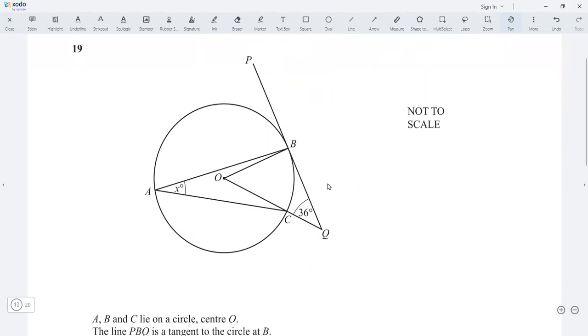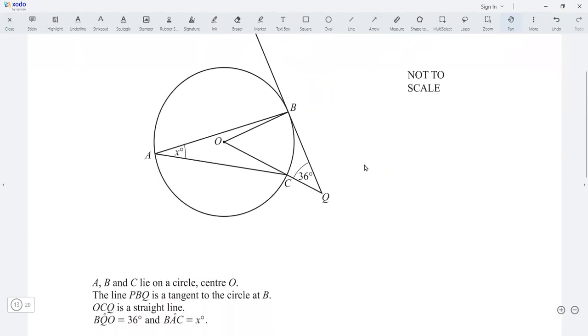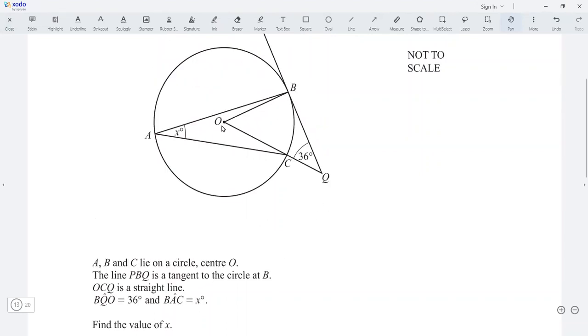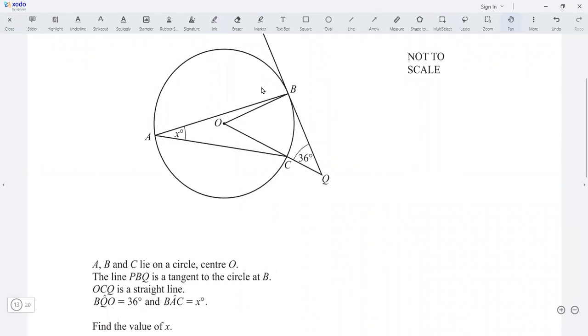Basically, the angle is given. This angle is given, that's 36. Information is also written here. What we have to do, we have to find the angle x, find the value of x. Value of x is basically at this spot. There is one information you need to understand. This angle at the circumference is basically half of the angle at center. So angle at center must be 2x, double of the angle at the circumference.